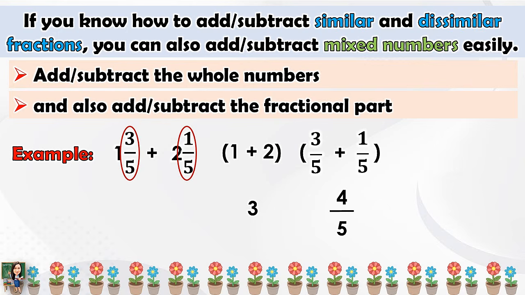Now we can put together the whole number and the fraction. So 3 plus 4/5 equals 3 and 4/5. This is the final answer.